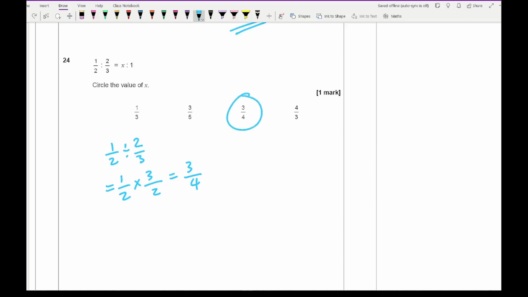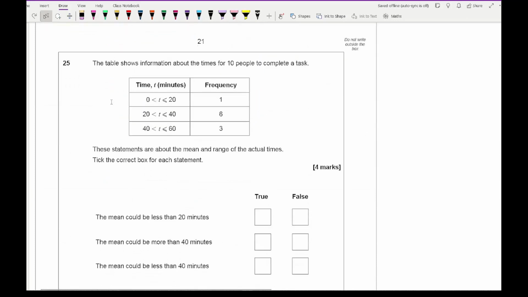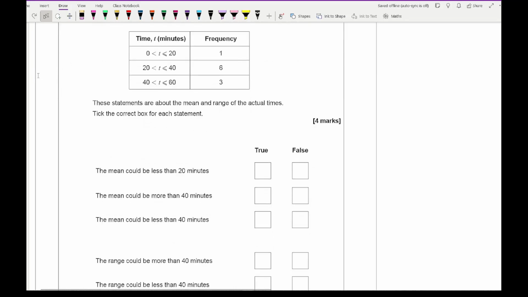Looking at question 25, it says the table shows the information about times for 10 people. These statements are about the mean and range of the actual times. Tick the correct box for each statement. So for this, the first one is false, and the second, third, fourth, and fifth are true.